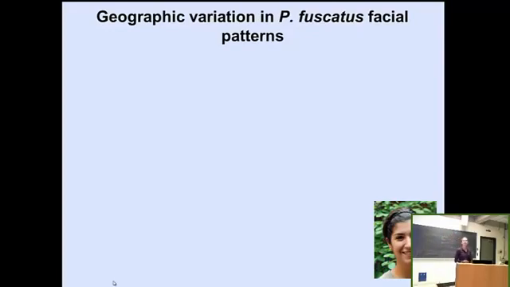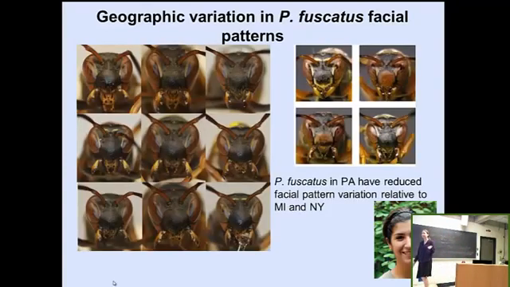because Allison and Jan, who was a master's student with me and is currently a PhD student here, is from Pennsylvania. And like any good grad student, when she went home for holidays in Pennsylvania, she collected some wasps. I mean, what else are you going to do when you're on vacation? And she brought these wasps back, and this is what they look like. So here are a bunch of Polistes fuscatus from Pennsylvania, and you can see there's not very much variation in their facial patterns compared to the Polistes fuscatus from Michigan.